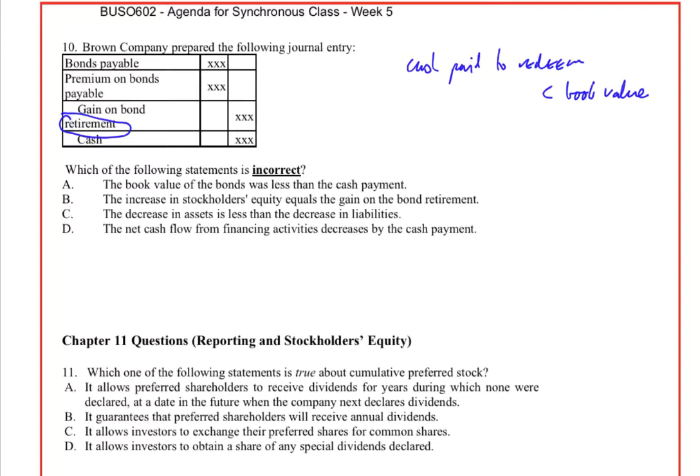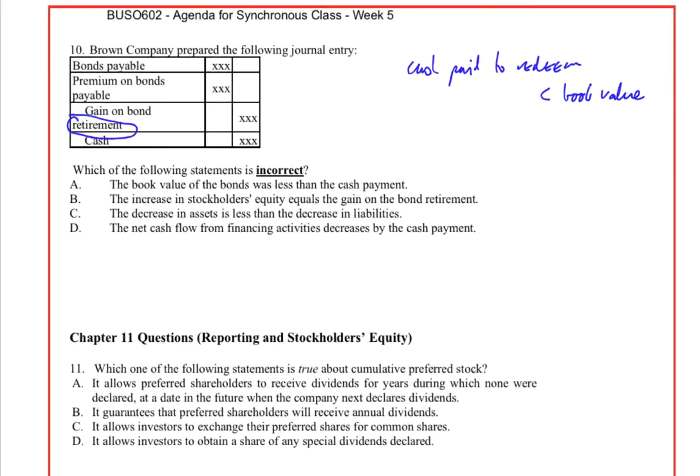So let's hope that one of the answers says that. Which of the following is incorrect? The book value of the bonds was less than the cash payment. I think we just said the book value was greater than that, so I think that's incorrect. We'll carry on. The increase in stockholders' equity equals a gain on the bond retirement.